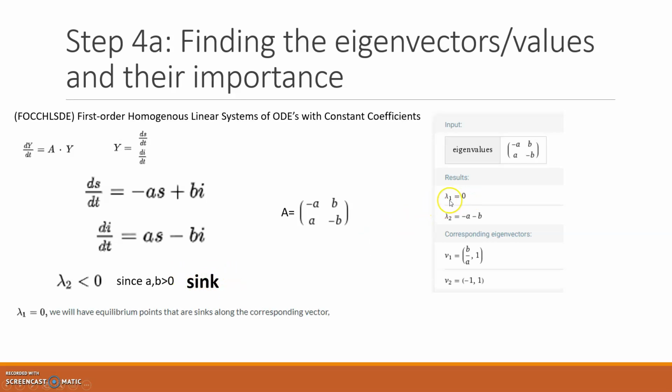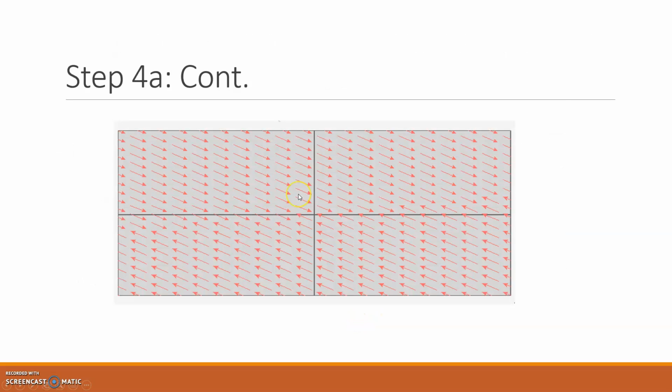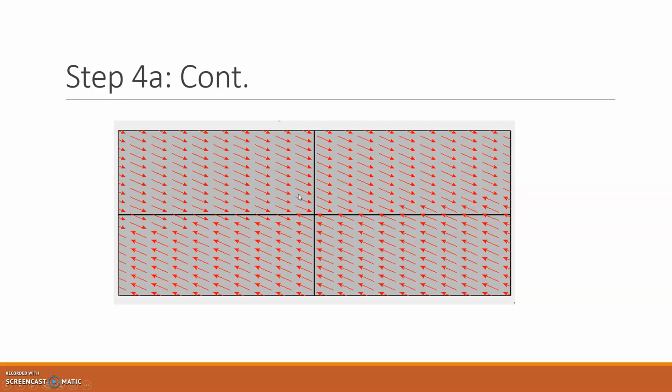And then since delta 1 here is 0, that's like a special value, and it means that we will have equilibrium points that are along the corresponding vector, v1, which is b over a and 1. So if you go and plot this in the phase plane grapher, this is kind of what you'd get. And then the vector that I was talking about, this is what it would look like imposed here. And these are all like equilibrium points along the line. It's just dependent upon your A and B values and your initial conditions.